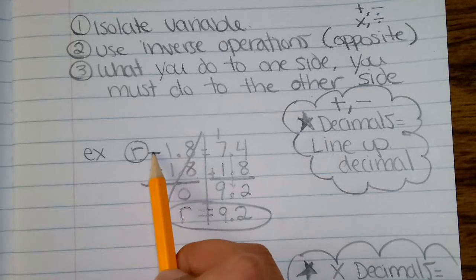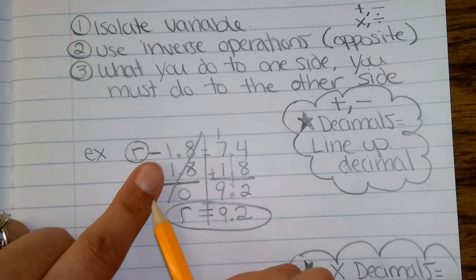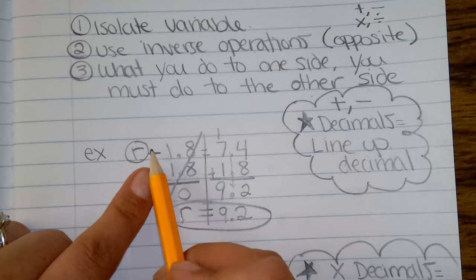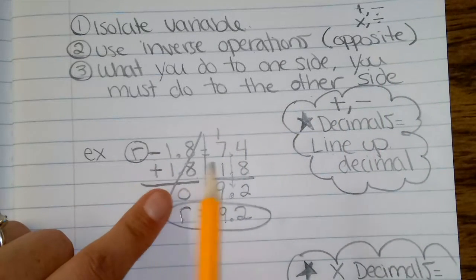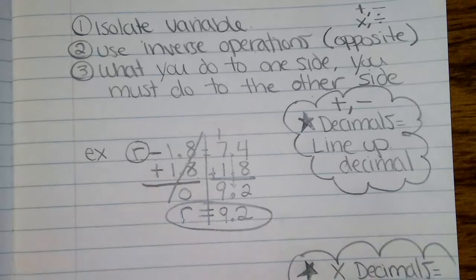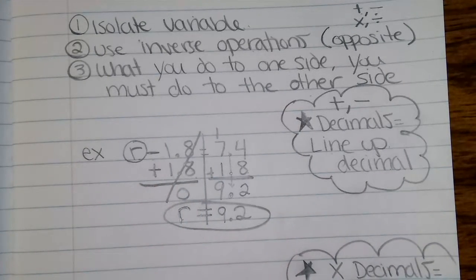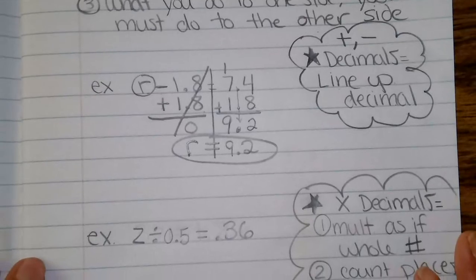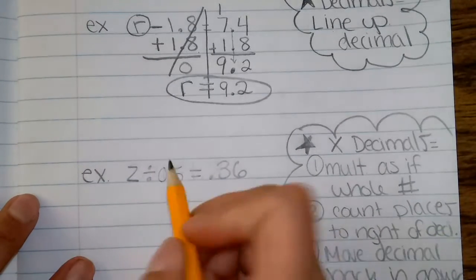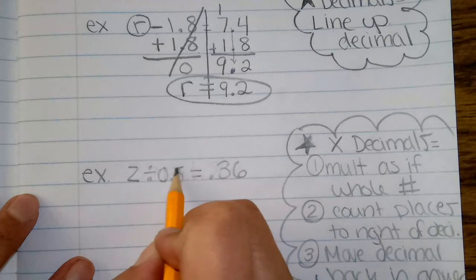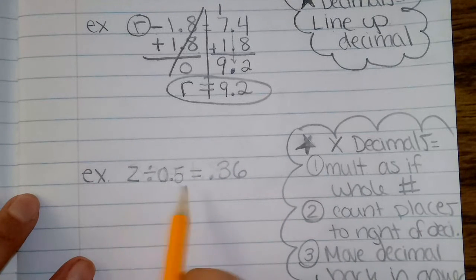And now if this were addition, all I would do is the inverse operation. I would do subtraction. So I'd subtract 1 and 8 tenths instead. Okay, all right, let's look at another example. However, this is a division problem. I'm still focusing on decimals. So if you look, I'm just dealing with decimals here.